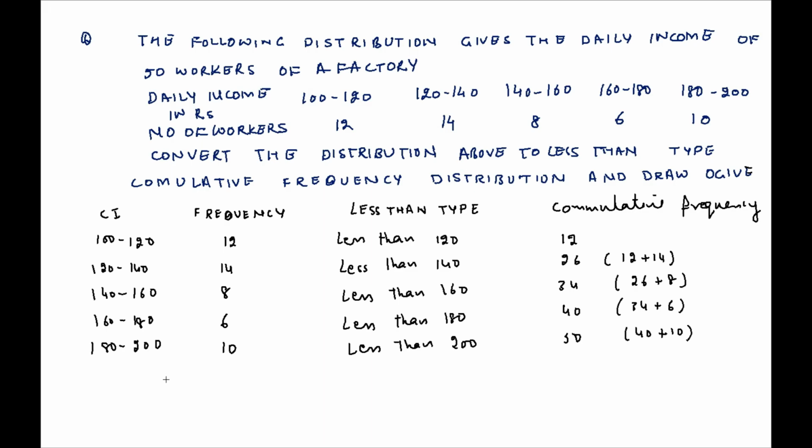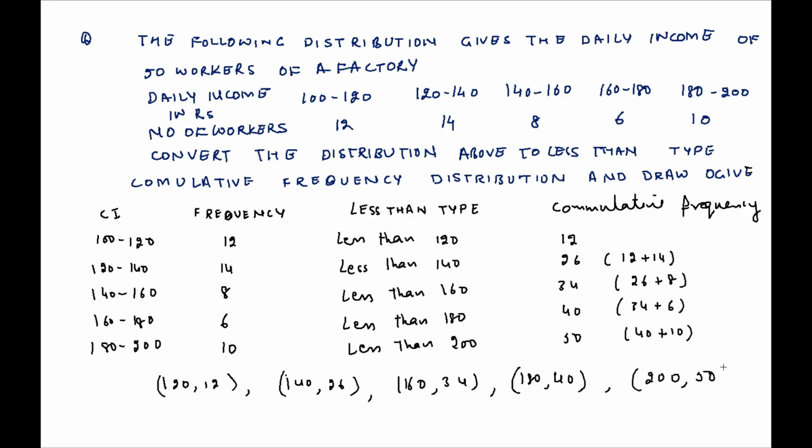So to draw the ogive for less than type, you will take the coordinates 120 and 12, 140 and 26, 160 and 34, 180 and 40, 200 and 50. On x-axis, you will write the lower limit. On y-axis, you will write the cumulative frequency.